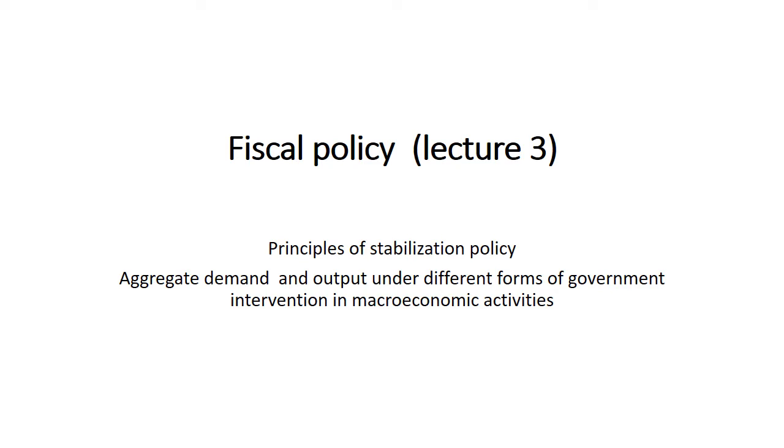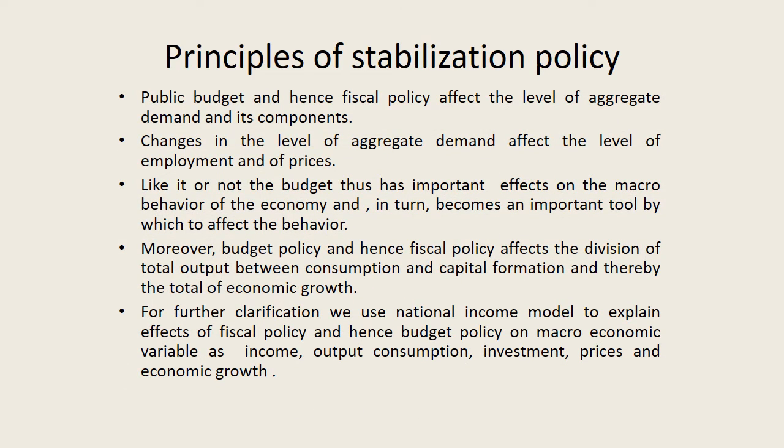The topic is Principles of Stabilization Policy, aggregate demand and output under different forms of government intervention in macroeconomic activities. This topic is related to the macro equilibrium of economic activities as a whole. The public budget, and hence fiscal policy, affects the level of aggregate demand and its components.